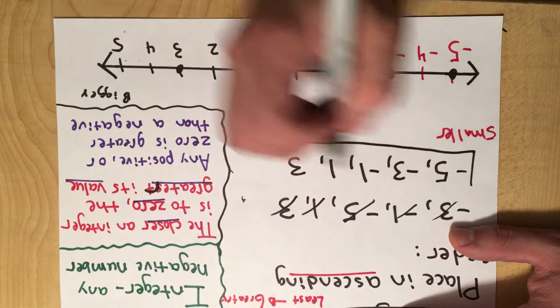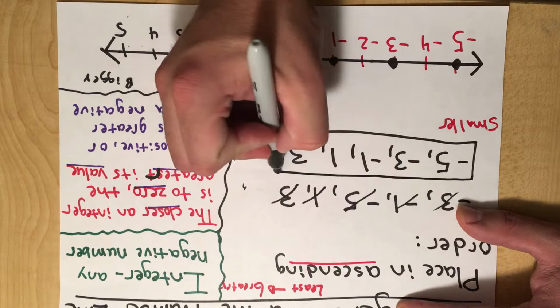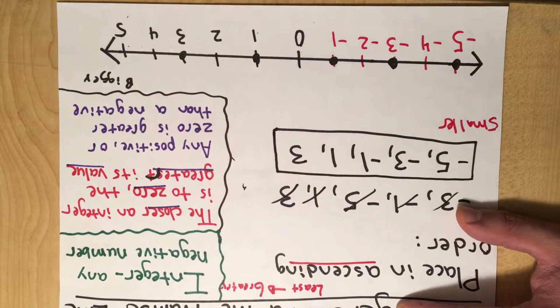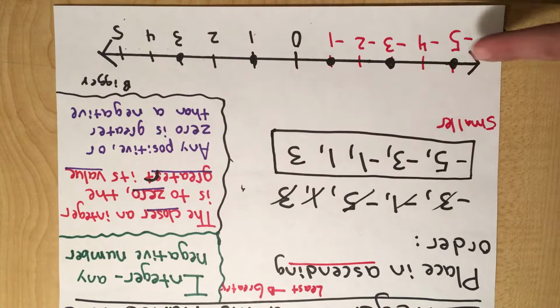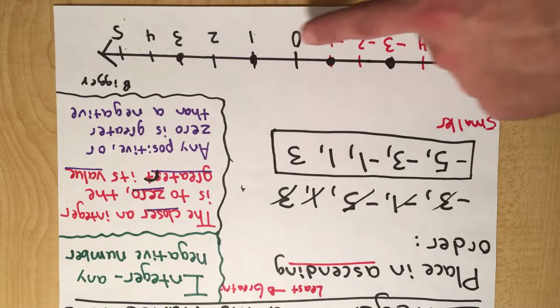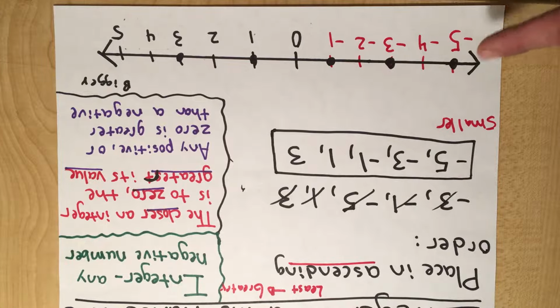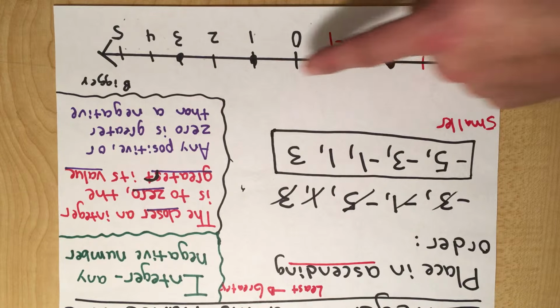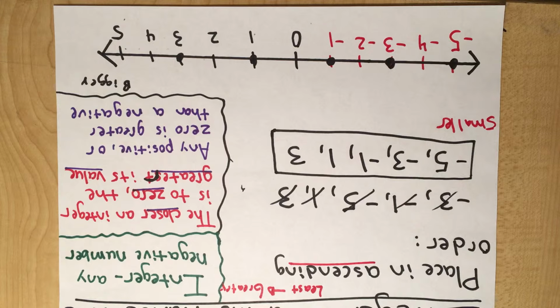So whenever we're asked to put any numbers in order, the strategy that we're going to use is to put them on a number line. Because once we plot them on a number line and we have our dots there, that's going to tell us in what order they are, from the least, the ones that are furthest to the left, to the greatest, the ones that are further to the right. Okay, I hope this video helped.